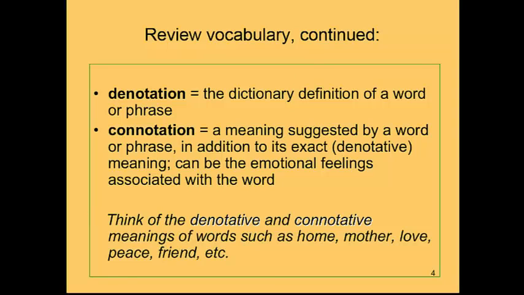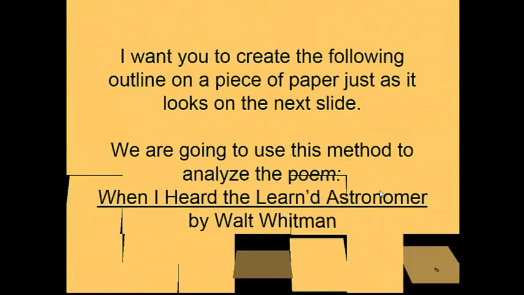For example, if you were to look up the word home or mother in the dictionary, you would find the denotative meaning. However, what does home represent in the connotation? It could mean safety or protection. It could mean love. Mother could mean protector in the connotative meaning. Or, again, safe. You get the idea.